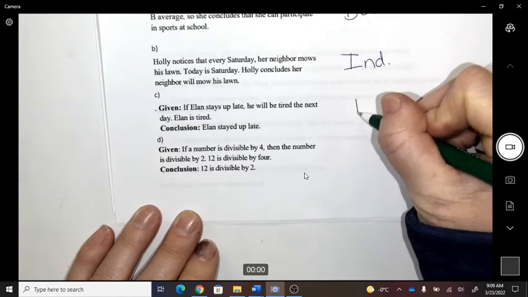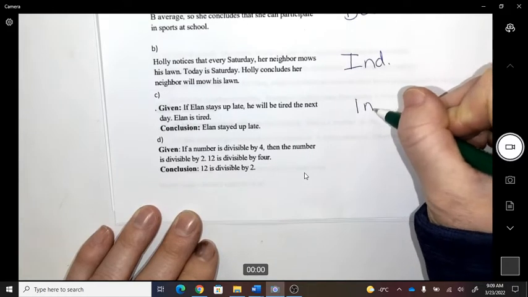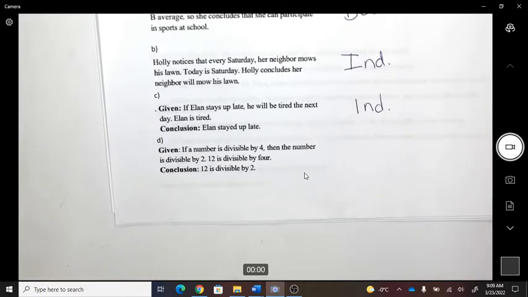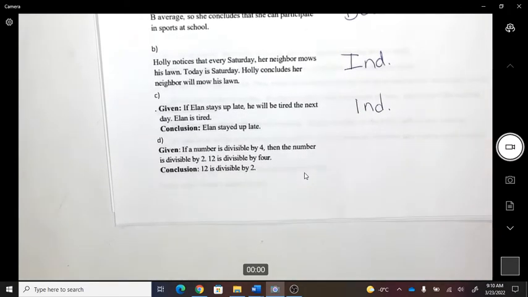I feel like that's inductive. It would be right because he could be tired for a different reason. Yeah, that's what I'm thinking too. Because he could have been tired because he did some kind of physical labor or something, right? Yeah, the logic doesn't quite make sense on it. Yeah, there could be another reason he's tired.